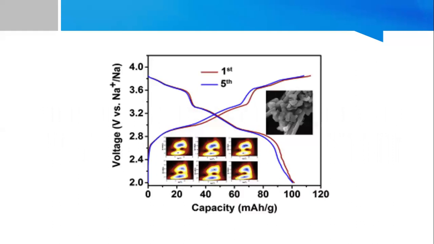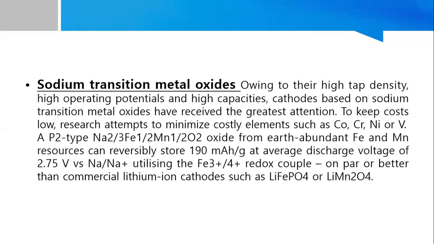This is a graph of the previous slide, which can be described as the current capacity. The y-axis shows the voltage and the x-axis shows the capacity, the current it can carry. So moving towards the next slide.